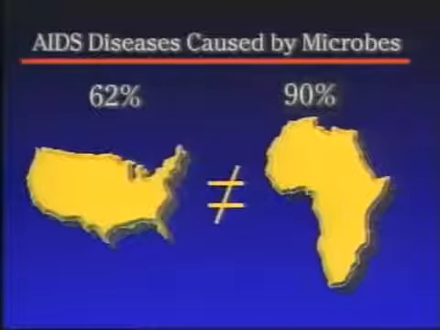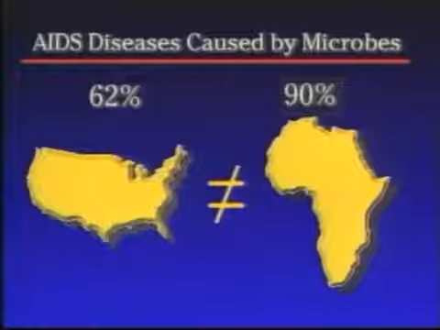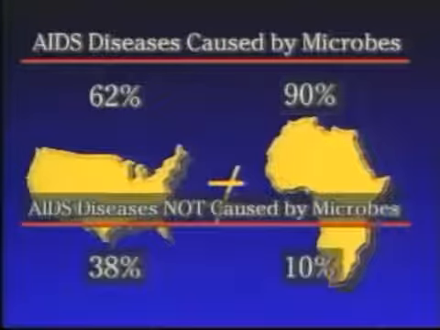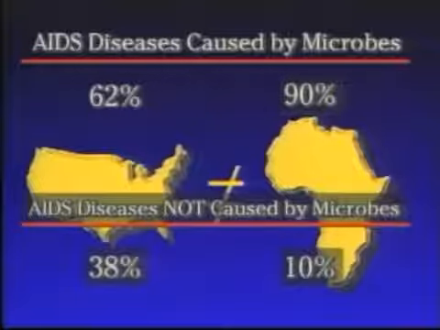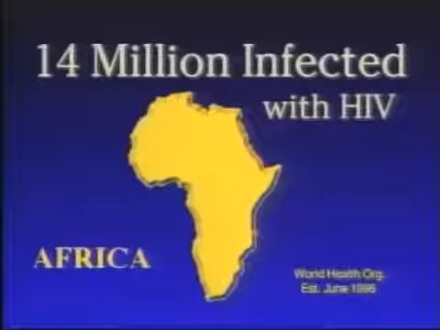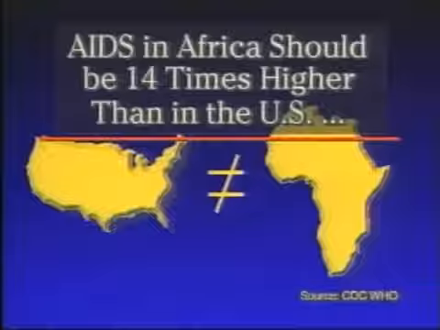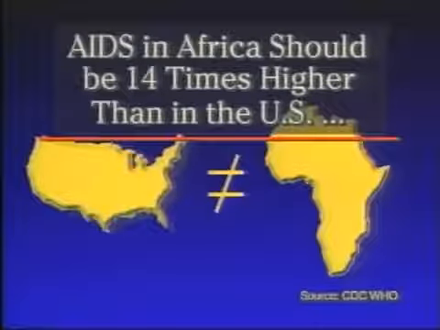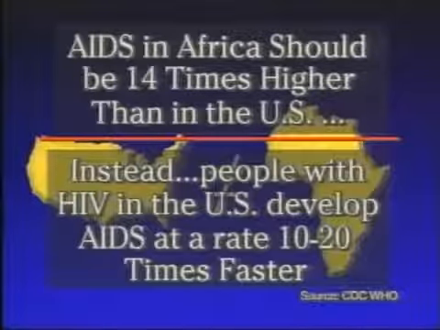Only 62% of the AIDS diseases in the U.S. are microbial, but in Africa that number is approximately 90%. Likewise, the AIDS diseases in the U.S. that are not germ-related make up 38% of the total, a number that does not correlate with Africa at only 10%. HIV is believed to have originated in Africa, where an estimated 14 million have the virus. Because of malnutrition and other health conditions conducive to AIDS, statistics from Africa should be at least 14 times higher than in the U.S. Yet surprisingly, it's quite the opposite.